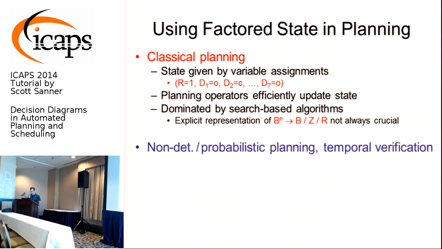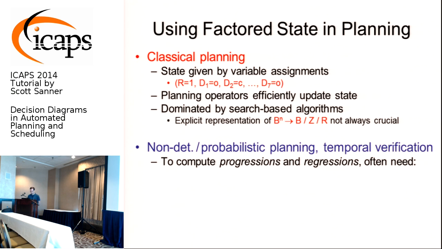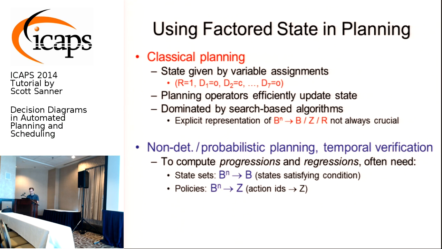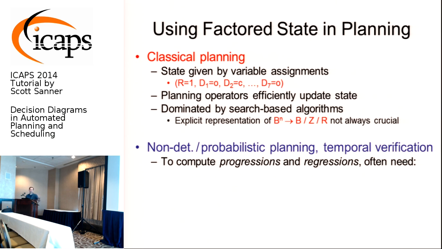Okay, but there are many other cases where you really do have to maintain functions. And that comes up in non-deterministic and probabilistic planning for sure, as well as in temporal verification. Okay, so you need to compute progressions and regressions. You say I'm in a given state, and my update's non-deterministic. What possible states can I reach, right? So you need sort of a function saying, of all states, which are possible. So the input is the state, the factored representation of the state, and the output is 1 or 0, whether that state's possible.